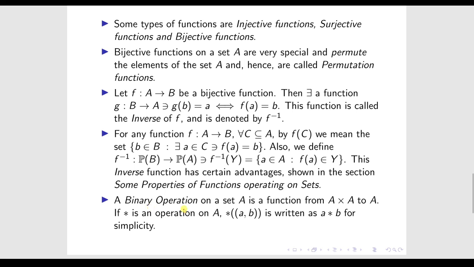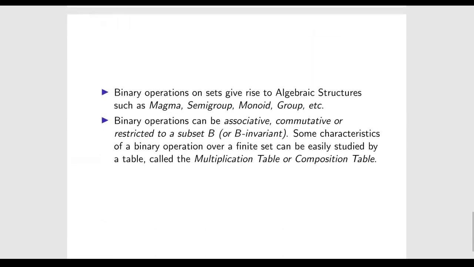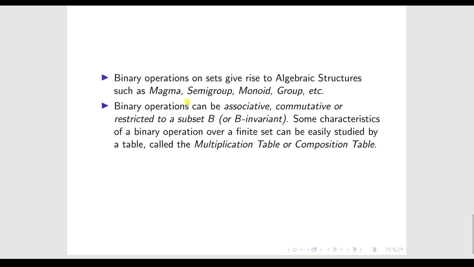A binary operation on a set A is a function from A cross A to A. If star is an operation on A, star of the ordered pair (a, b) is written as a star b for simplicity. Binary operations on sets give rise to algebraic structures such as magma, semigroup, monoid, group, etc. Examples have been cited in previous slides. Also, an important example is the set of bijections on A with the operation composition. It is checked that this structure is actually a group.